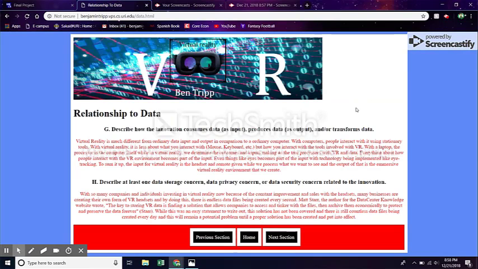So for this page, we have our relationship to data page, which has our final 2 prompts. The first prompt stating describe how the innovation consumes data as input, produces data as output, and/or transfers data. So here I talked about the differences between processing data between a virtual reality headset and a laptop. While with a laptop, the processor is basically just the computer itself, in virtual reality, the processor is more realistically the person using it, because we can adapt to the environment of virtual reality.